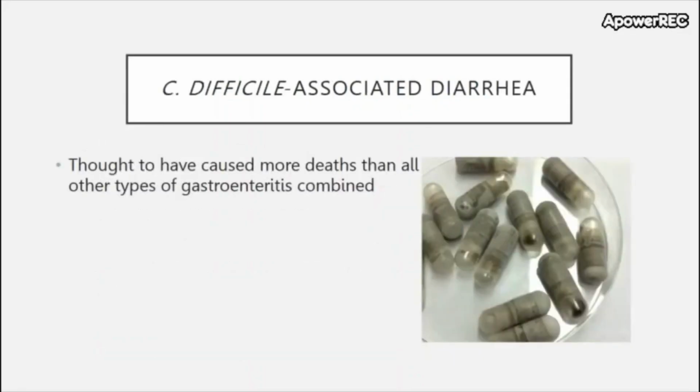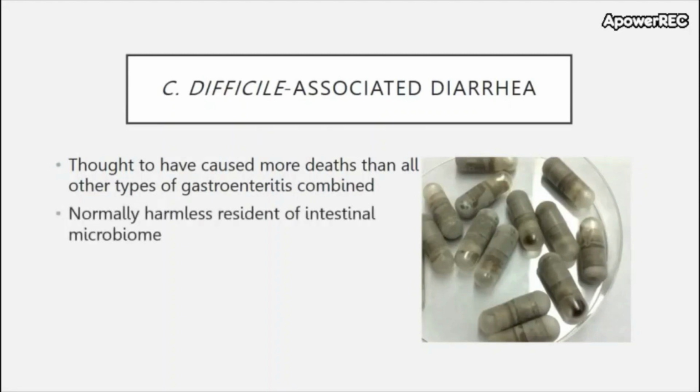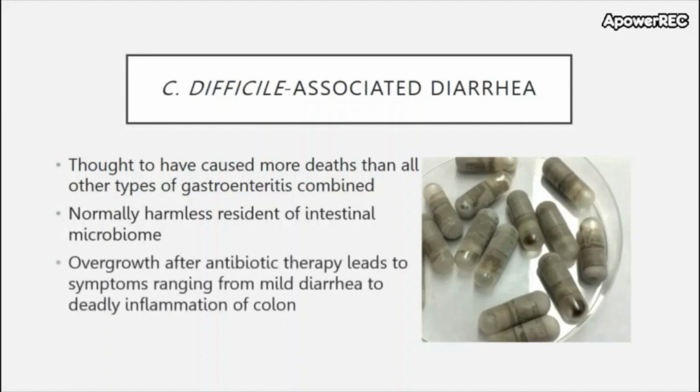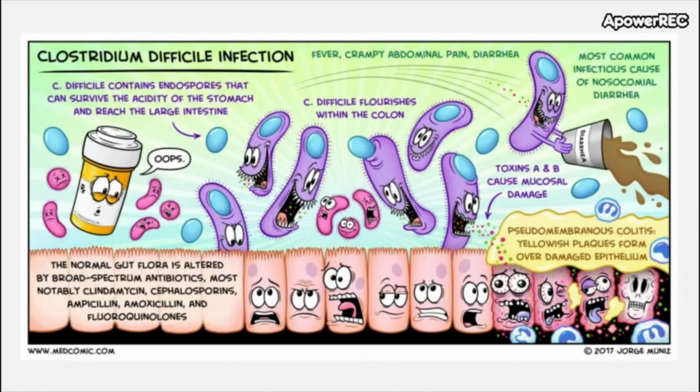And then we have C. difficile associated diarrhea, which is thought to have caused more deaths than all other types of gastroenteritis combined. It's a normally harmless resident of the intestinal microbiome, but overgrowth after antibiotic therapy can lead to symptoms ranging from mild diarrhea to deadly inflammation of the colon. It can be treated with narrow spectrum antibiotics or a fecal transplant from a healthy donor. And this is just a fun image for you to view about C. diff infection.